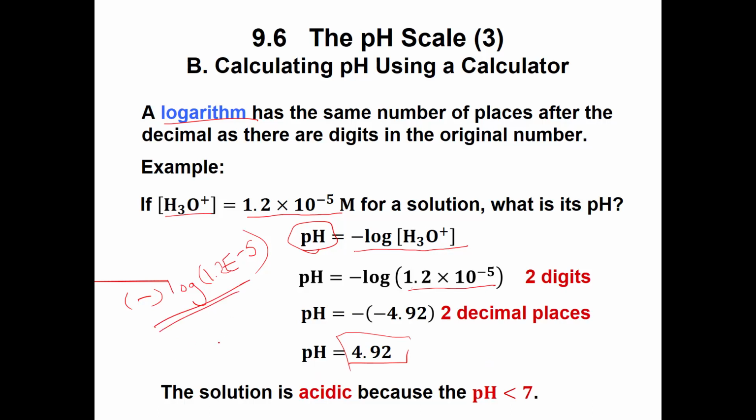Now if you don't see an E button and you've got a 10 to the X button, you can do 10 to the X minus 5, and that should put the minus 5 up there, and you've got 1.2 times 10 to the minus 5. But you've got to put the negative log, and you're not subtracting, it's the negative sign, negative log, and then times however you put it in your calculator to make sure you get the full 4.92. Since it's less than 7, this is an acidic solution.